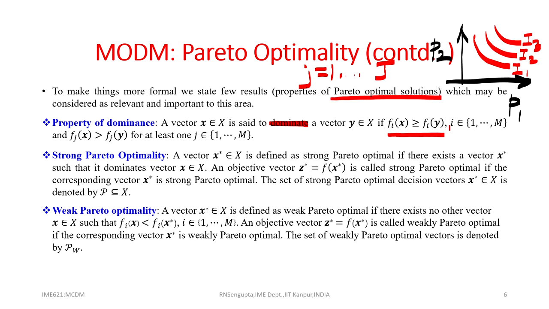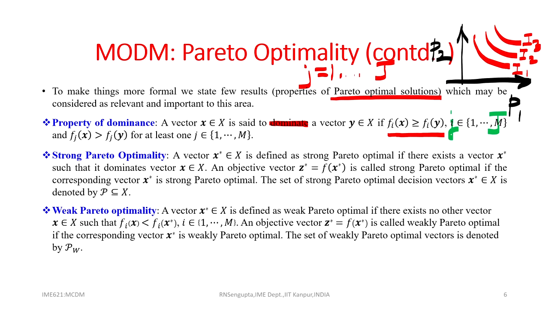Here, let me mark it with a different color. This is small j, this is 1 to capital J. So it will be the greater than or equal to sign, and it will be strictly greater for at least one of these capital J's, which means that in case you have dominance, the functional value based on x when you compare with y can be equal for all the cases except one. In that case, we will say the solution set x will dominate y.